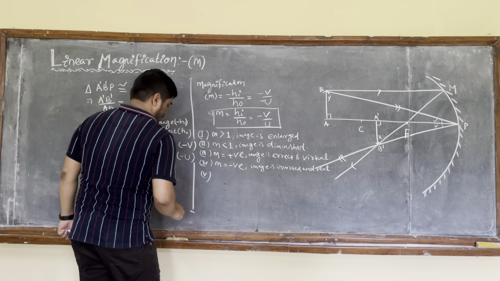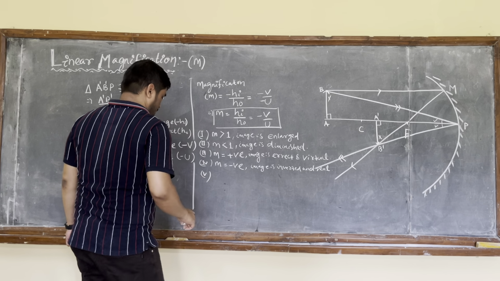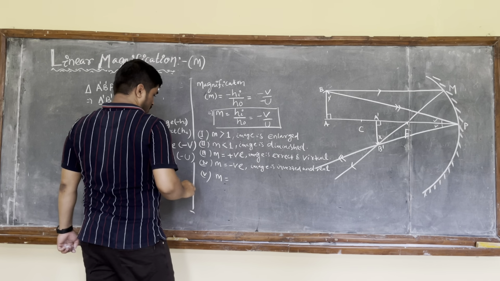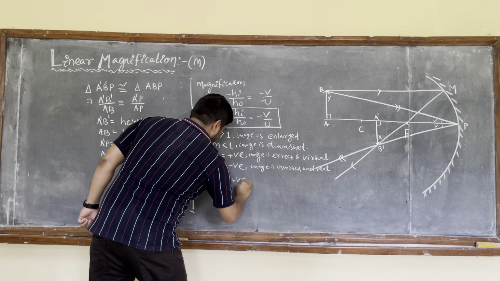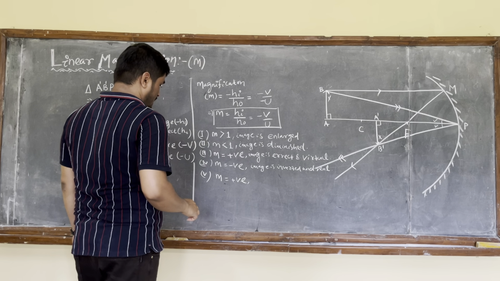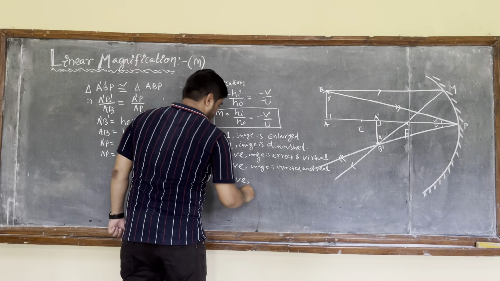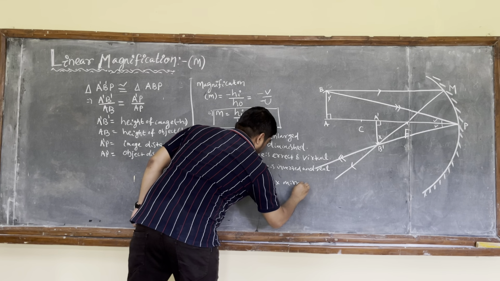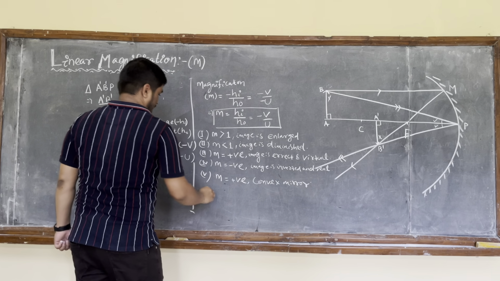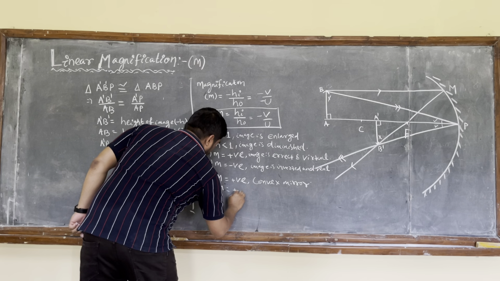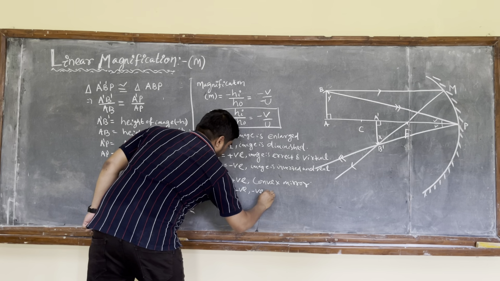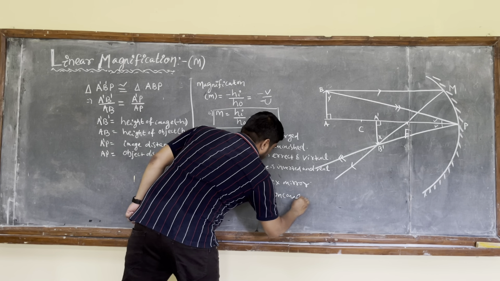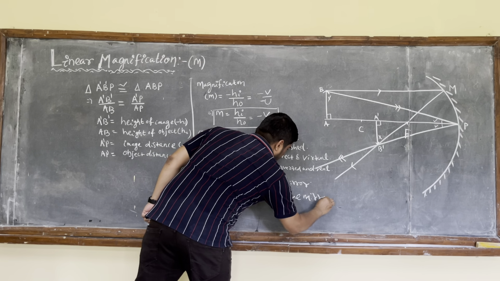And fifth one, the value of M is positive, that is only in case of convex mirror, and M is both positive and negative, that is in case of concave mirror.